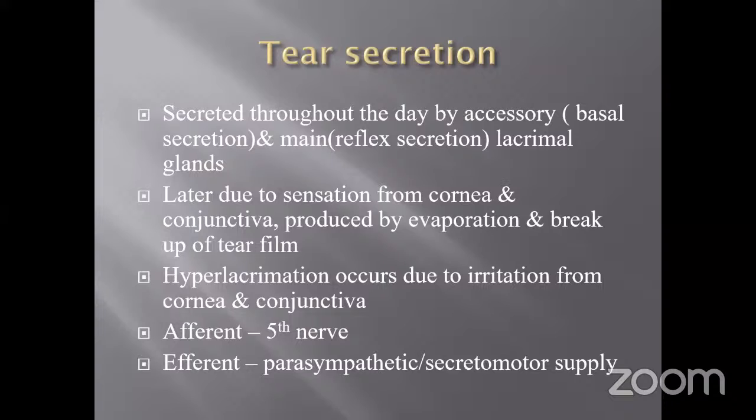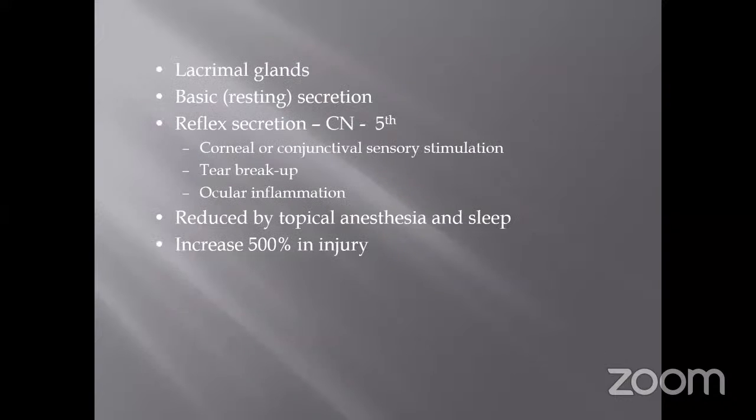Okay, then when does hyperlacrimation occur? When there is any irritation from the cornea and conjunctiva. What is the afferent of this? Only when there is a sensation will we have this reflex secretion. So which nerve is responsible for producing sensations? The afferent is the fifth nerve. Over the face, the cornea, everything is the trigeminal nerve, the fifth nerve, and the efferent is actually parasympathetic, or the secretomotor fibers, which are responsible for reflex secretion.